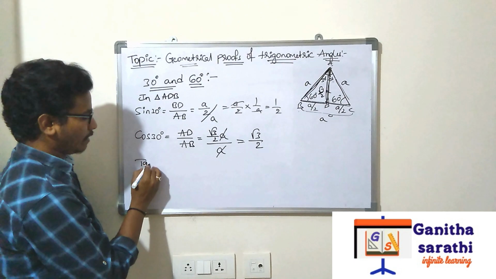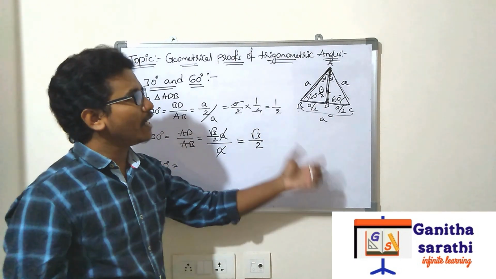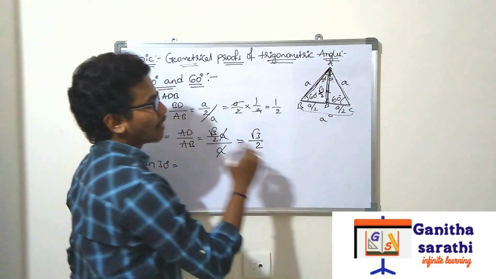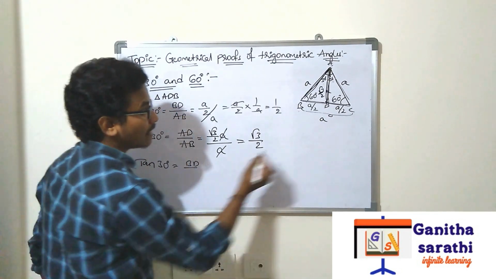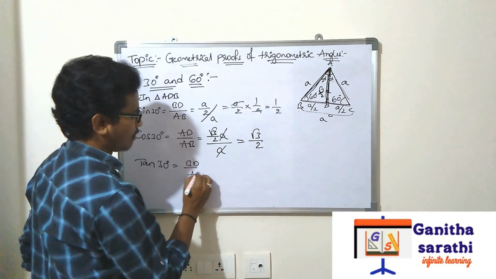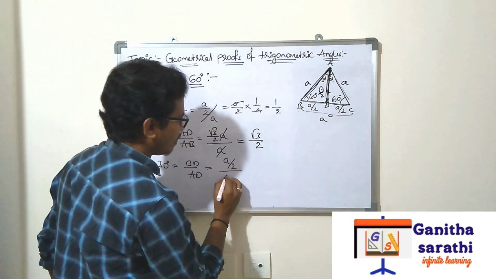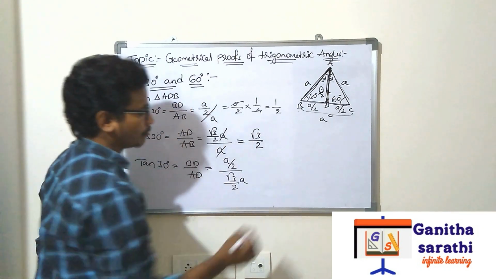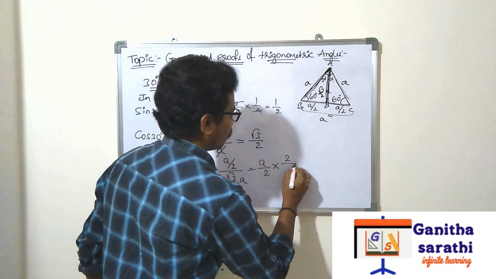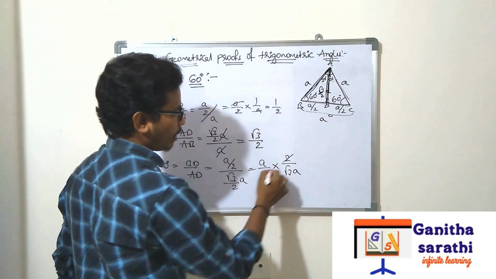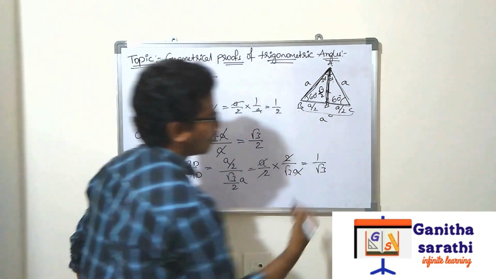Next, tan 30. What is tan formula? Opposite side by adjacent side. Tan 30 is equal to, what is the opposite side? BD. What is the adjacent side? AD. Right? So the opposite side is A by 2 by adjacent side is root 3 by 2 A. So cancel this one. A by 2 into 2 by root 3A. 2 and 2 get cancelled. A and A get cancelled. So what will be the answer? 1 by root 3.